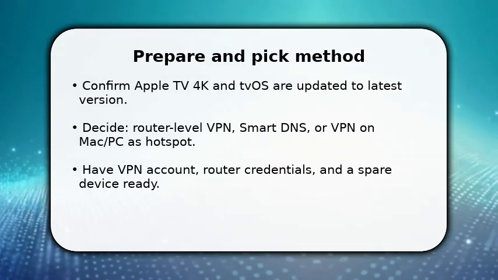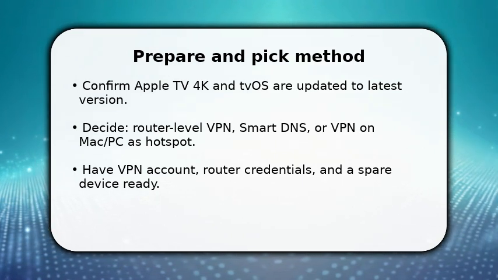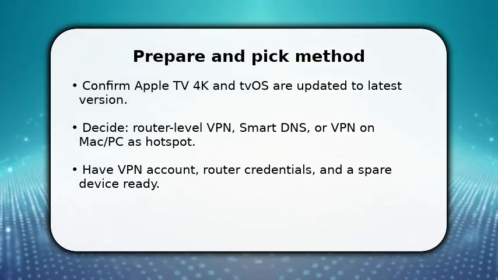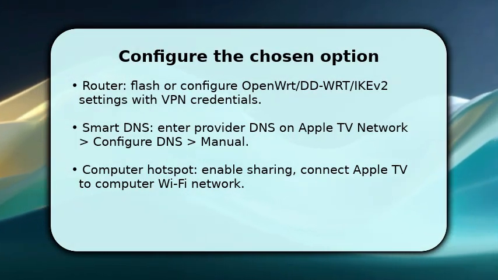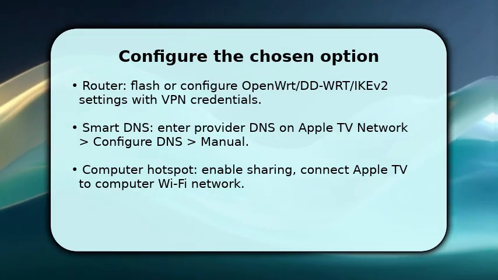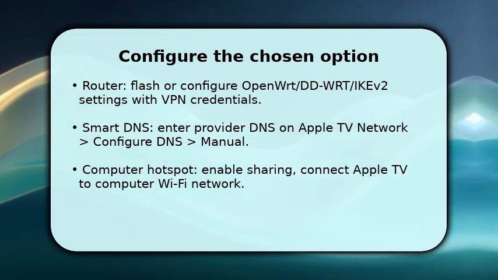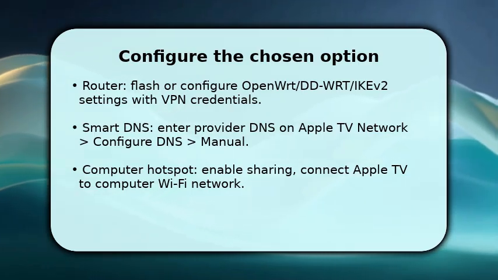These steps set up the foundation. From here, you'll implement the chosen method so the Apple TV routes traffic through the VPN. Now you configure the specific option. If using a compatible router, log into its admin page and add the VPN profile or flash firmware that supports OpenVPN/IKEv2, then paste credentials and test.